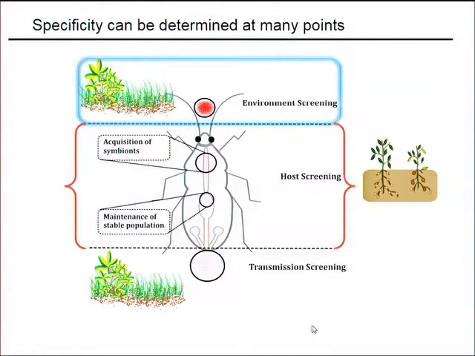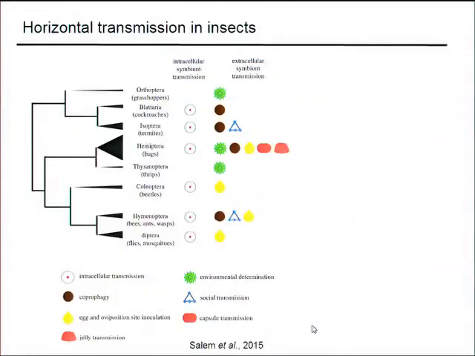So first I'm going to talk to you a little bit about the environmental process, and then I'll move into the hosts. So in bugs, like I mentioned before, there's a lot of well-known systems that have vertically transmitted symbionts, but in the last 10 years or so, there have been a lot of insects that have been found to have horizontal transmission through a variety of different mechanisms.